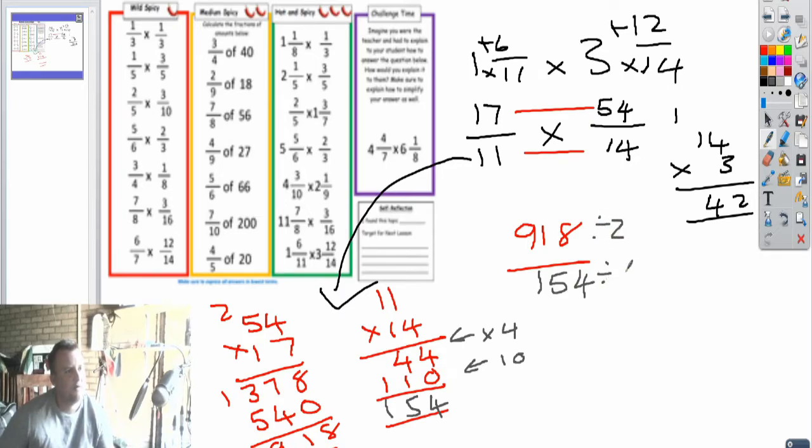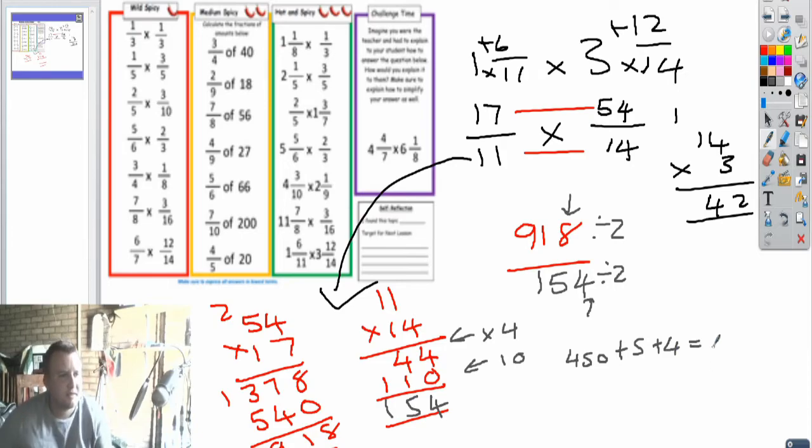Do you know why I'm going to half both? Because they both have final digits that are even. Let's half 918. We've got 450, we've got 5, and we've got 4. So that is 459. I just partitioned all the numbers.